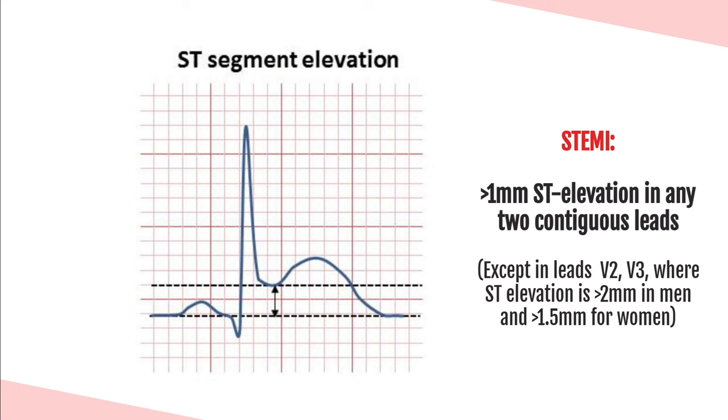On the CCRN, ST elevation is going to be obvious. They are not going to have you sit down with your little protractor and ruler and measure out this 1 millimeter. You will see that ST elevation, or the question will tell you that there is ST elevation somewhere. So you will need to know what ST elevation is associated with which wall of the heart, what coronary artery is affected, and what the common complications are. I promise that's the last time I'm going to say that.